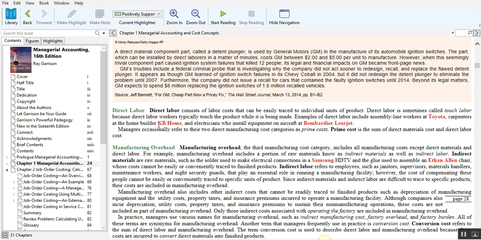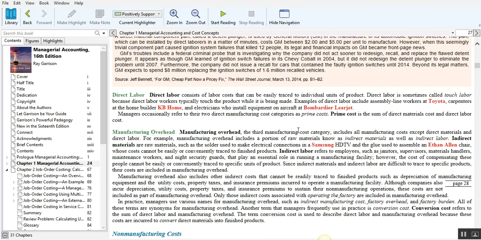We have direct costs. Direct labor is sometimes called touch labor because if you're going to be direct labor, you're actually handling the product itself. And then the raw materials or the direct materials are going to be the other direct cost. Both of those fall in the category of prime cost because that's what it takes to actually produce the product.